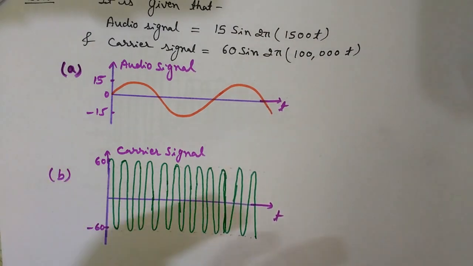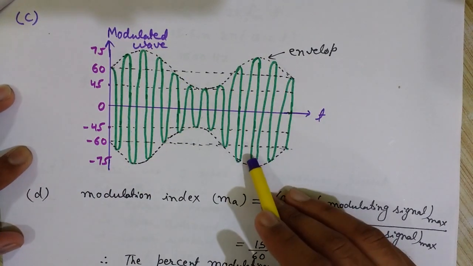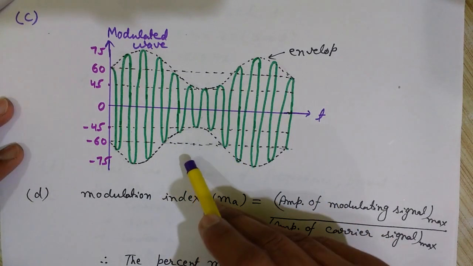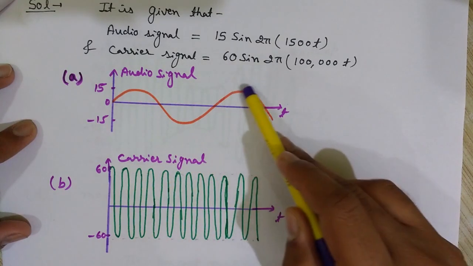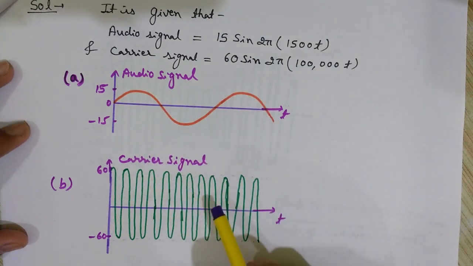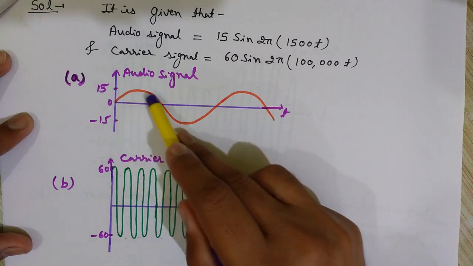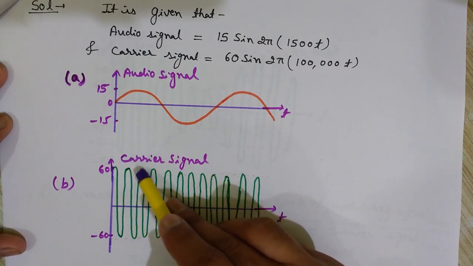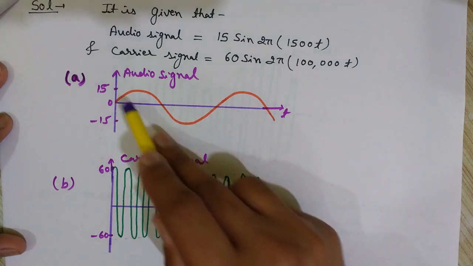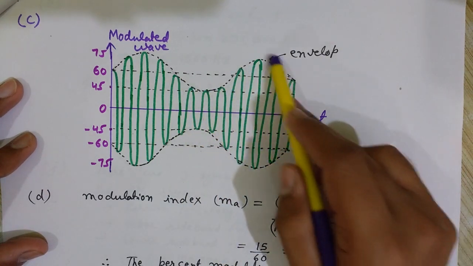Now the third part of the question is to sketch the modulated signal. This is our modulated signal. How do we get it? As I told you earlier, in amplitude modulation, the amplitude of the carrier wave is varied according to the instantaneous value of the modulating signal. This is the shape of the message signal, the audio signal. What we do in amplitude modulation is change the amplitude of the carrier wave according to the instantaneous value, meaning the value at every instant. So the peaks of the carrier wave's amplitude take the shape of this message signal. Look here, now the peak has taken the shape of the amplitude of the message signal.